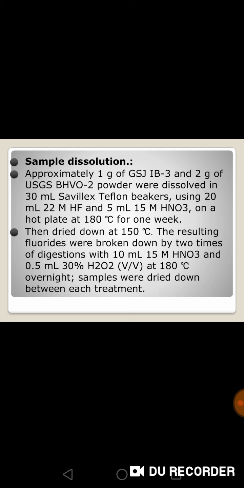After that, the resulting fluoride is digested 2 times with 10 ml of 15 molar HNO3 and 0.5 ml of 30% H2O2 volume by volume at 180 degrees centigrade. So we have to maintain 180 degrees centigrade again overnight. The samples were dried down between each treatment.